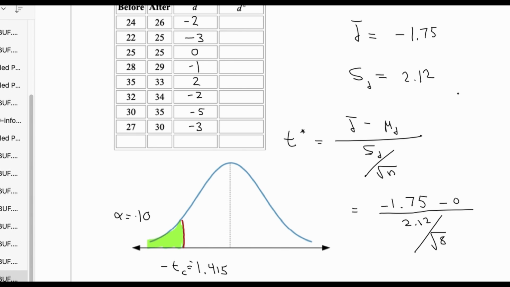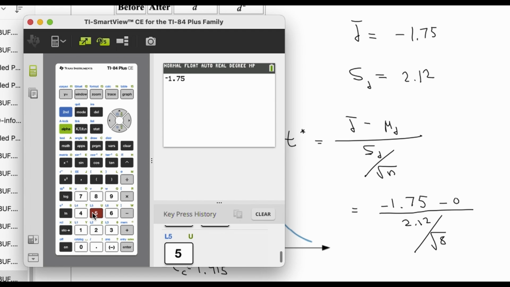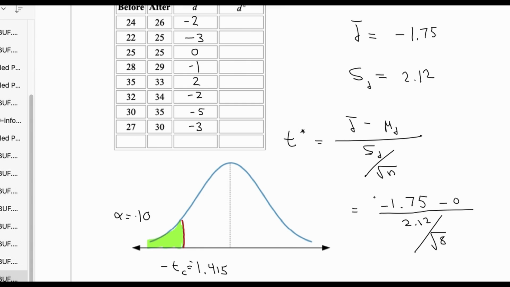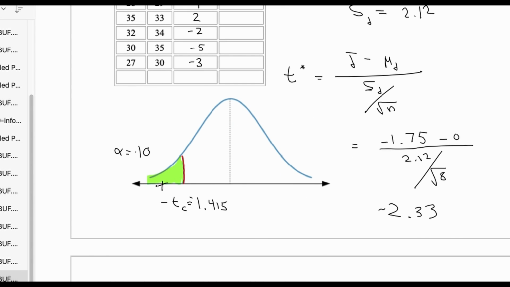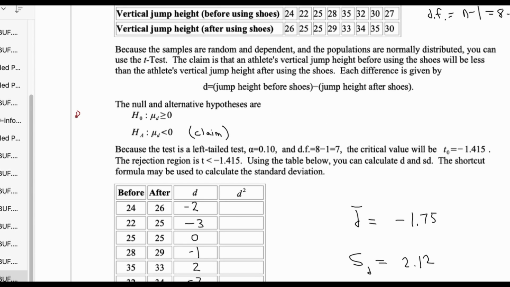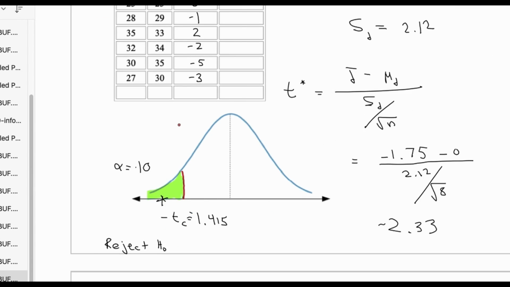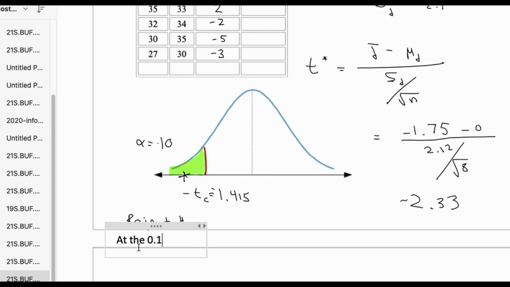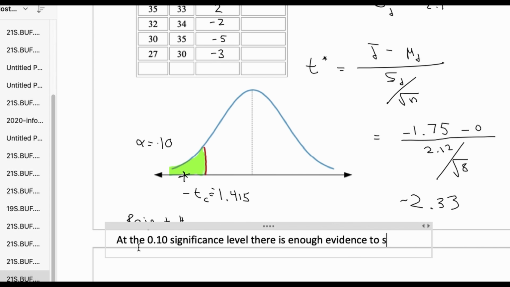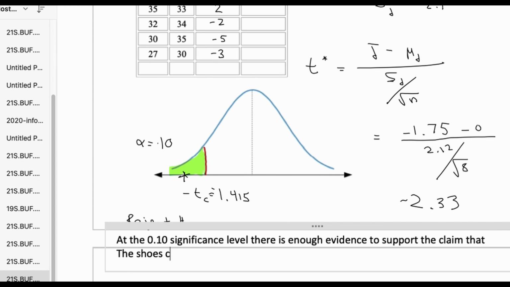Alright, from this we'll decide if we're in the rejection region or not. Negative 2.33. So we are in the rejection region. Okay, we will reject H0. And that means we don't like this and we like the claim. So at the 0.1 significance level, there is enough evidence to support the claim that the shoes can improve jump height.